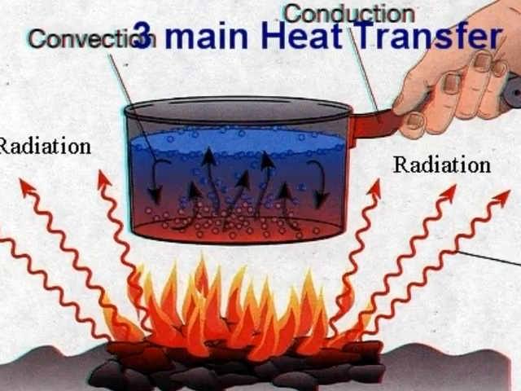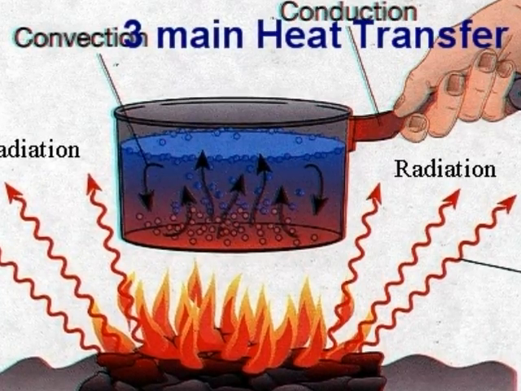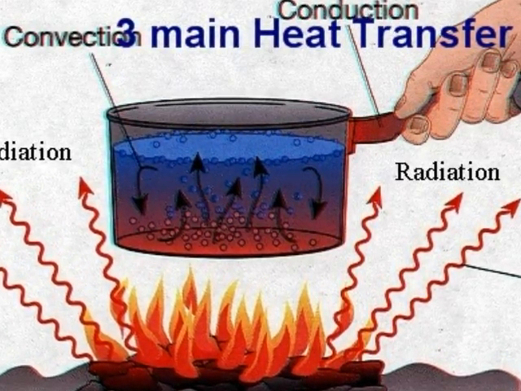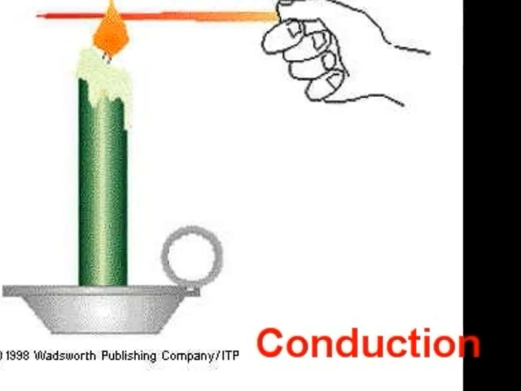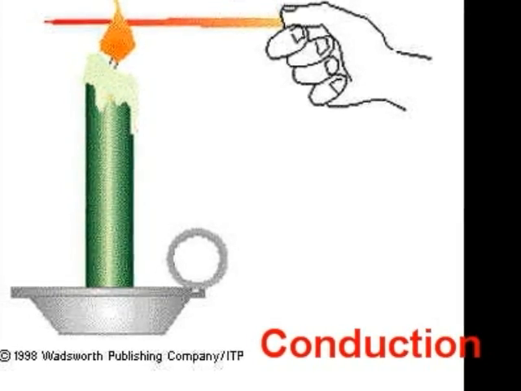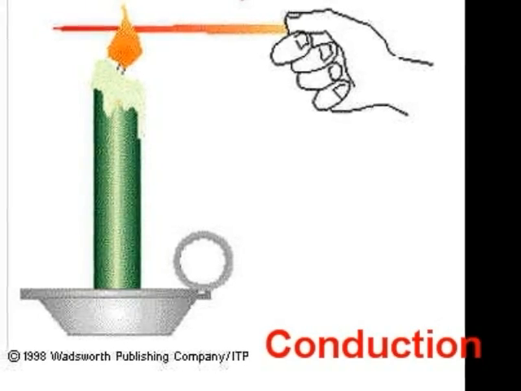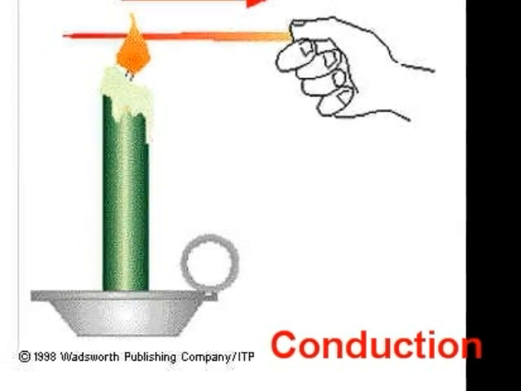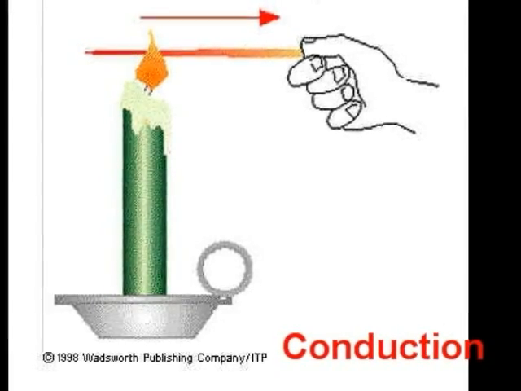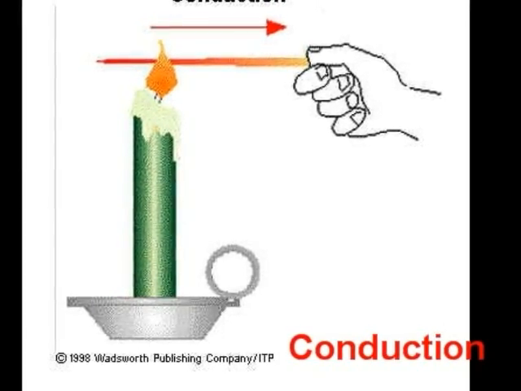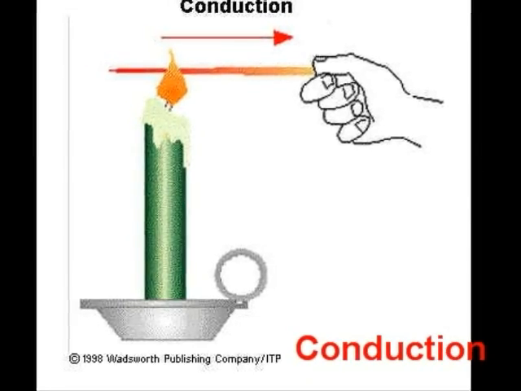There are three main heat transfers. They are conduction, convection, and radiation. Conduction is a heat transfer by direct contact from object to object. They are transferred from a hotter object to a cooler object. Conductors are objects that conduct heat better than others, such as metal elements. Insulators are objects that don't conduct heat easily, such as liquid or gas.